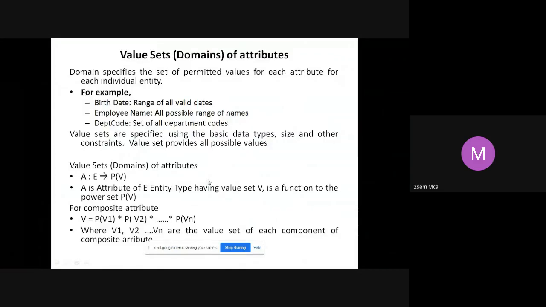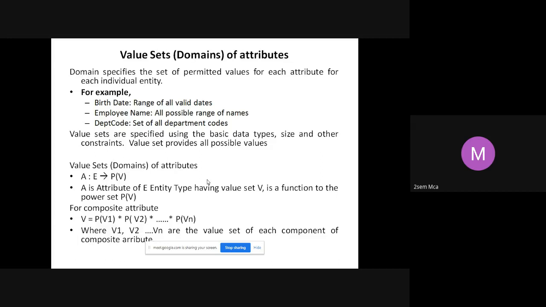Okay. Next, we see what is meant by the domain of an attribute. Domain means the set of all possible permitted values for that particular attribute. You call it a domain. It's very important. Now, birthday: date of birth should be in the range of all valid dates. You cannot give today's or tomorrow's date as date of birth.